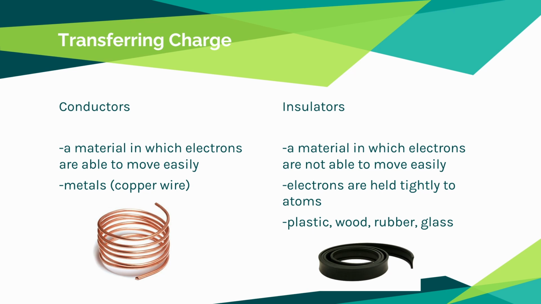Transferring charge. Some materials let electrons move easily. These are called conductors. Metals such as copper are good conductors. Other materials hold electrons more tightly and do not allow them to move as easily. These are called insulators. Common insulators include plastic, wood, rubber, and glass.